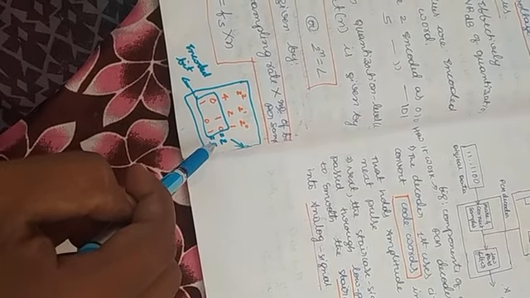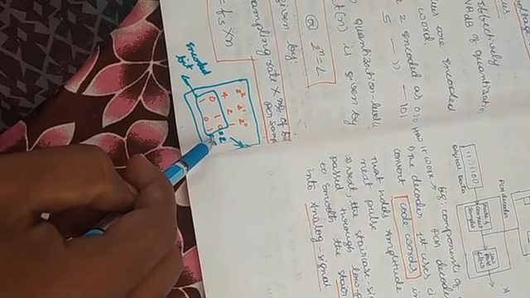For converting 5, we consider 1, 0, 1. Here 1 means we have to consider 4, and 4 plus 1 is 5. This is the conversion of the quantizer. This is the quantizer value. This is the encoded bit.